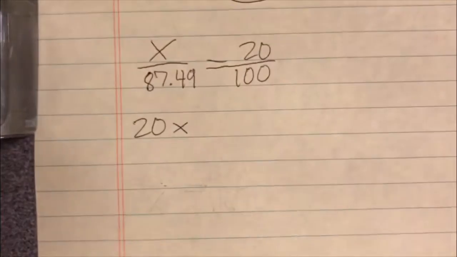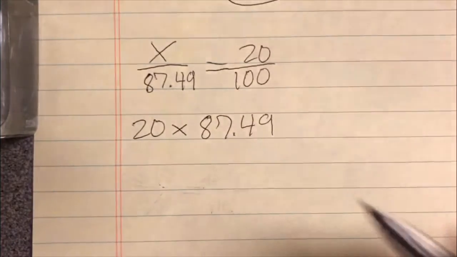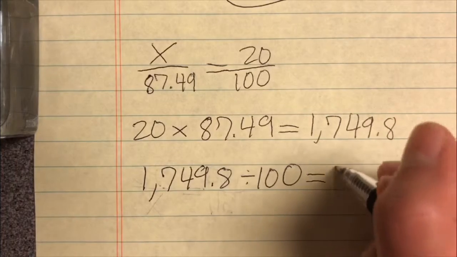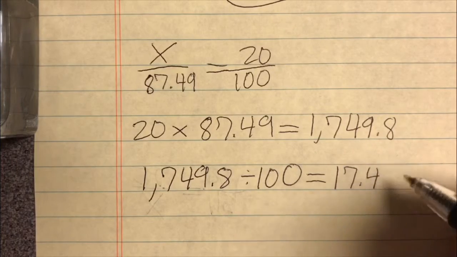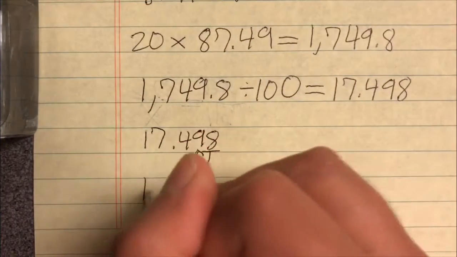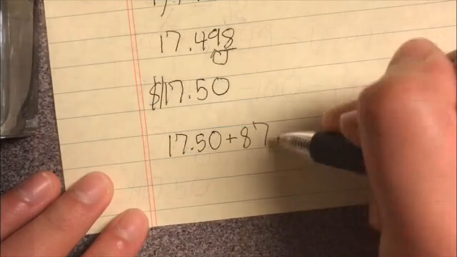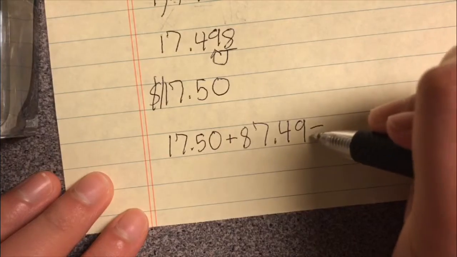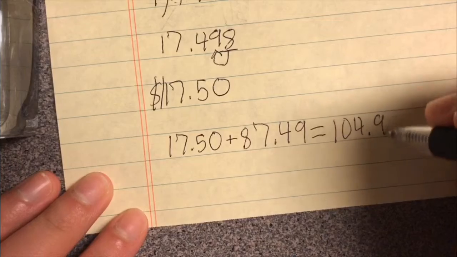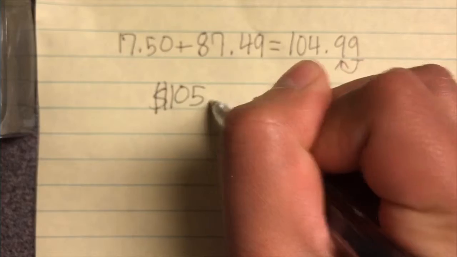You know the drill. Now do 20 times 87.49. That equals 1,749.8. Now divide by 100 and get 17.498. Since it's money, round to the nearest hundredths, and then go and add that 17.50 to your total, which was 87.49, and you get $104.99. The problem said to round it to the nearest dollar, so round it up to $105 even.